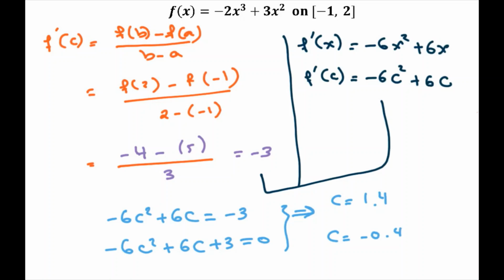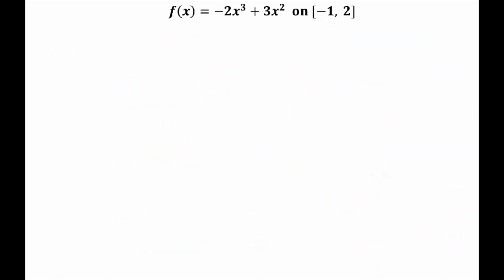Okay, so we need to check whether c belongs to the open interval here. It does belong to -1 and 2. It belongs to -1 and 2. Therefore, I have two values of c that satisfy the mean value theorem: c equal 1.4 and c equal -0.4.